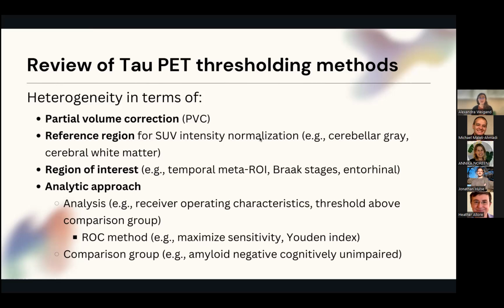So really just a lot of variability here, as well as with the comparison group used as part of these analytic techniques. So for example, the comparison group could be amyloid negative, cognitively unimpaired individuals. It could be younger adults. It could be just cognitively unimpaired older adults or amyloid negative older adults. So when you put all these different things together across the 23 studies, all of these various decision points, you can see that there's a lot of room for variability in terms of how one determines tau PET positivity.